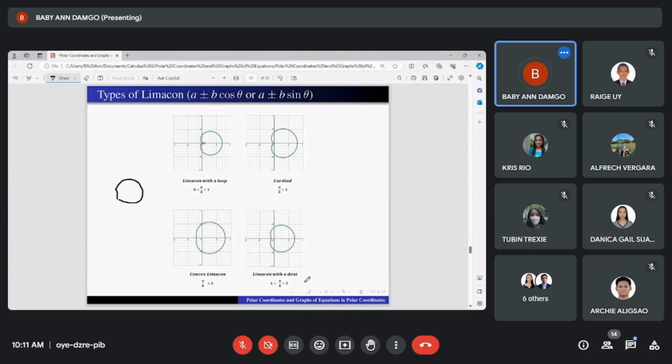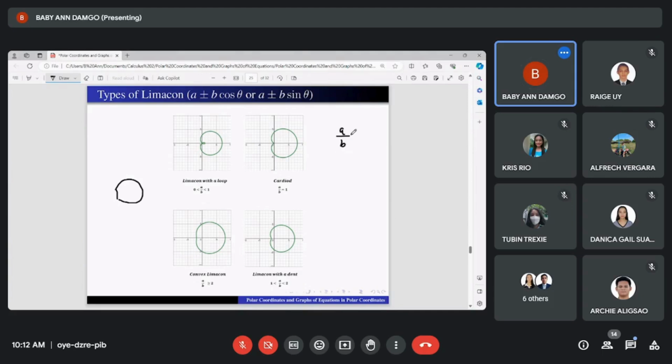So, unsaon man nato pag-determine kung unsa siya nga type of limason? Okay? So, we have of the form A plus minus B cosine theta or A plus minus B sine theta. Okay, so ang i-check nato ani class is ang A and B. So we have here A over B.